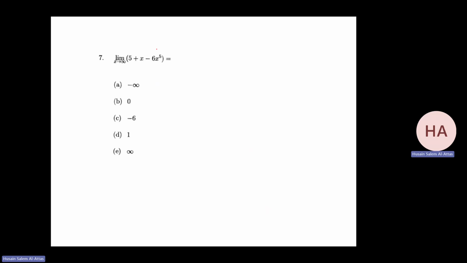This one, where is the control? The control with the highest power. The control with this one. So I have minus 6 times infinity. That will be minus infinity. So this is my answer.